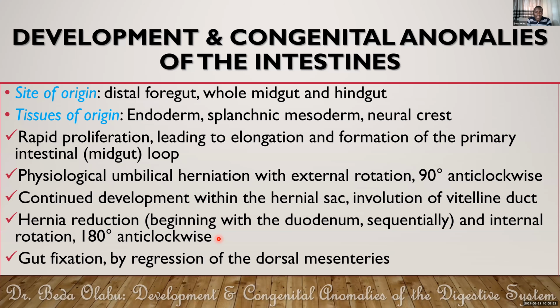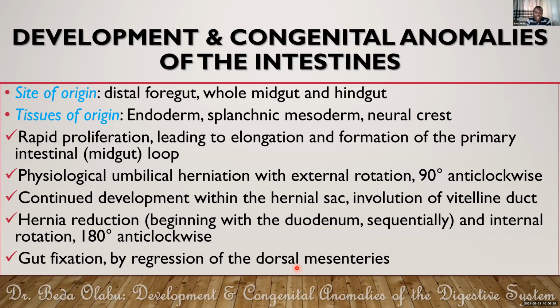The parts of the GIT that lose their mesentery become held to the posterior abdominal wall. The parts of the intestine that lose their dorsal mesentery are the ascending colon, the descending colon, and the duodenum. Those parts of the intestine are fixed. They have lost their dorsal mesentery. They are applied to the posterior abdominal wall. The term used in gross anatomy is that they are retroperitoneal.